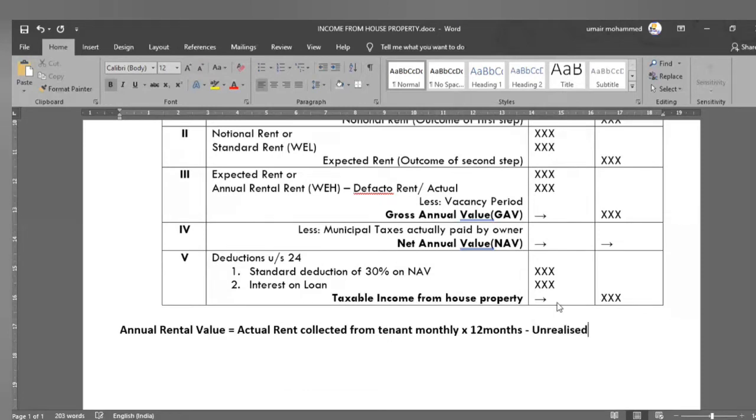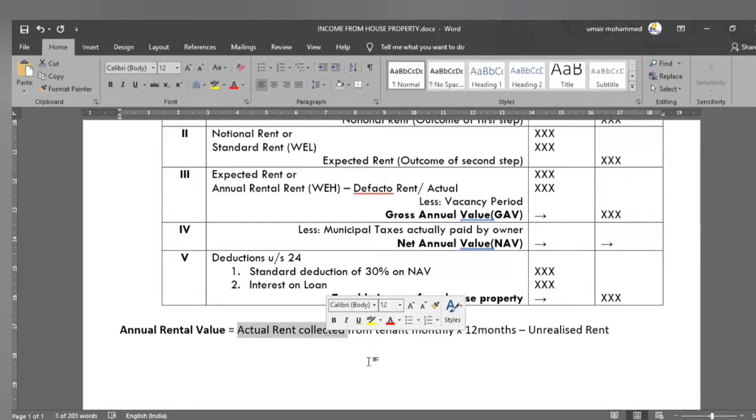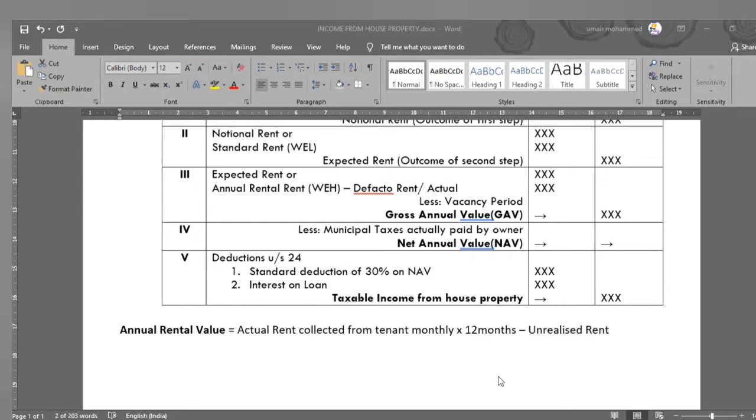unrealized rent. You need to learn or understand what exactly you mean by this unrealized rent, because up to here it makes sense. Annual rental value is nothing but the rent which you will collect from the tenant. And when we say annual, it is for 12 months. But what is this unrealized rent? So this unrealized rent has to be deducted from the annual rental value. So you also need to understand what is this unrealized rent, why it is deducted from the annual rental value.